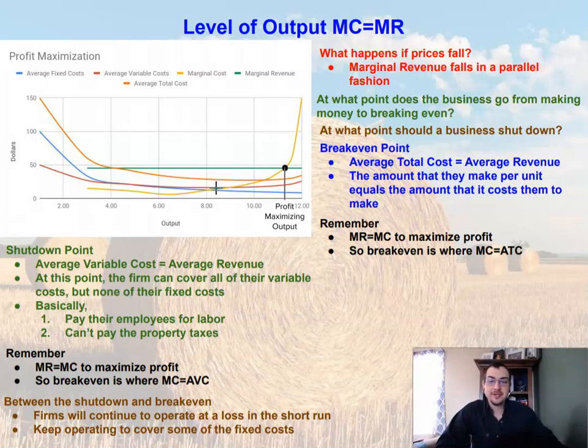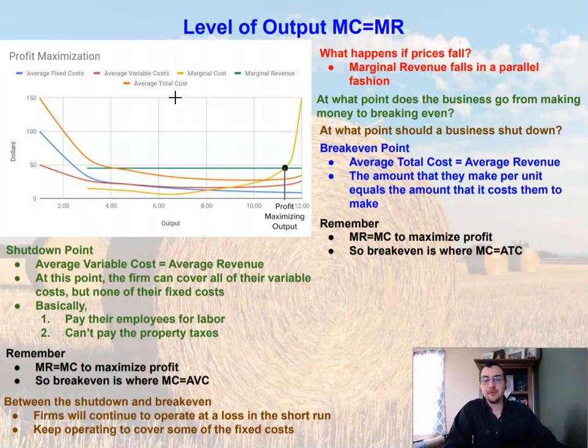At this point where this average variable cost, which is this red line, equals that marginal cost curve, it's going to hold that same principle as before. At this particular point right here, the firm is still able to cover all of their variable costs, but none of their fixed costs. They cannot cover any of their fixed costs. So basically, at this point, they can pay their employees for labor, but they can't pay their property taxes. If the average variable cost equals that average revenue, they can still pay to keep people employed. They can still pay for that fuel. They can still cover all of their variable costs, but none of their fixed costs.